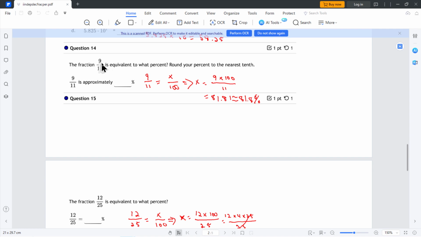Nine elevenths is equivalent to what percent? So I set up a proportion here. 9 elevenths is equal to x over 100. And I cross multiply and divide it. And end up with 81.8%.